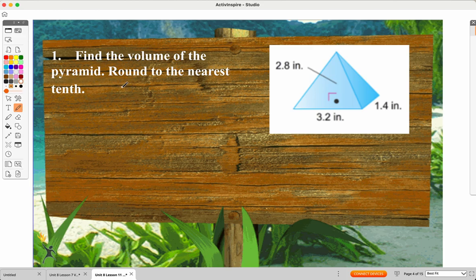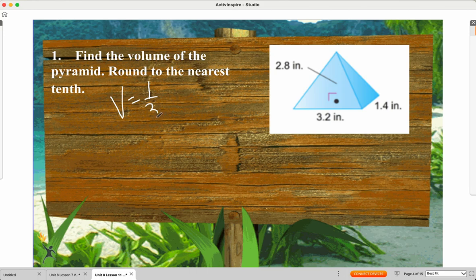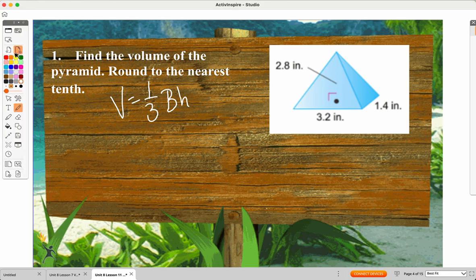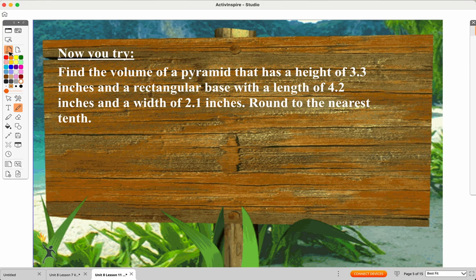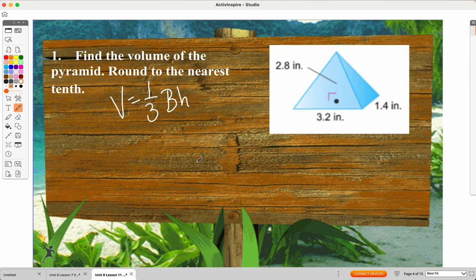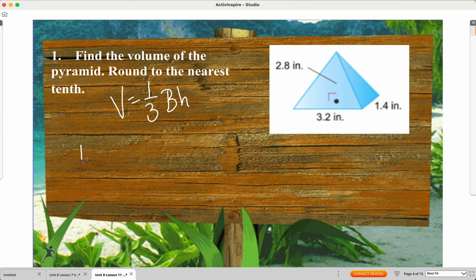So again, that's our formula. Volume equals 1/3 of big BH. And just like before, big B is the area of the base. This is our pyramid. It's kind of hard to tell what exact shape this is, so we're going to say it is a square pyramid. Actually, let's start with a rectangular base on this one. If we have a rectangular base, we know that big B is going to equal base times height.